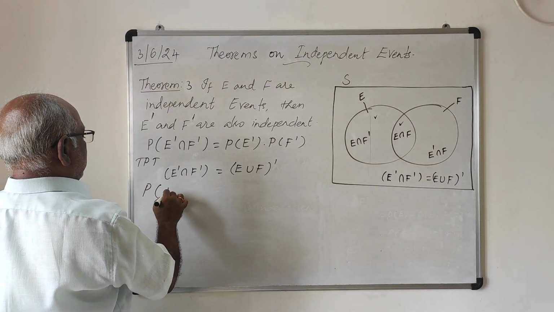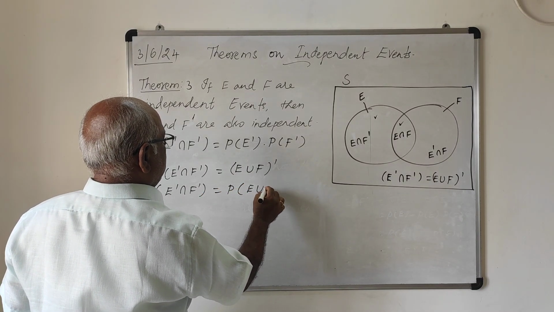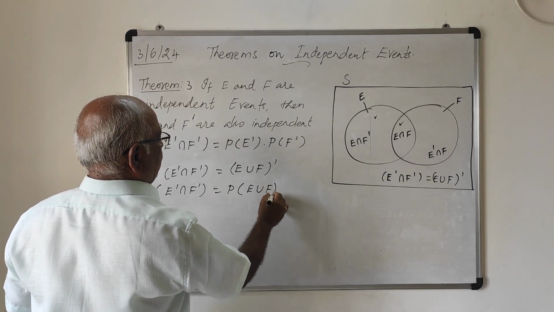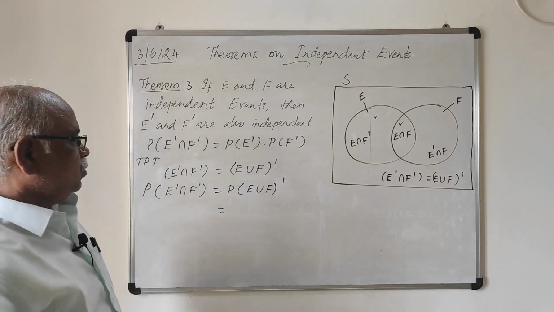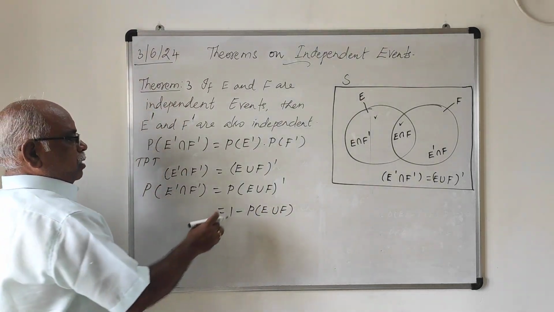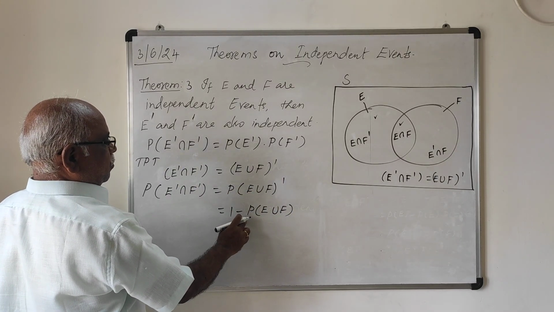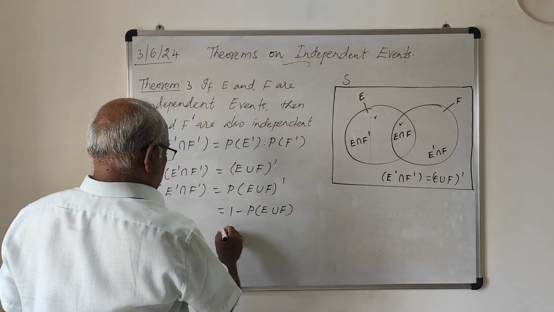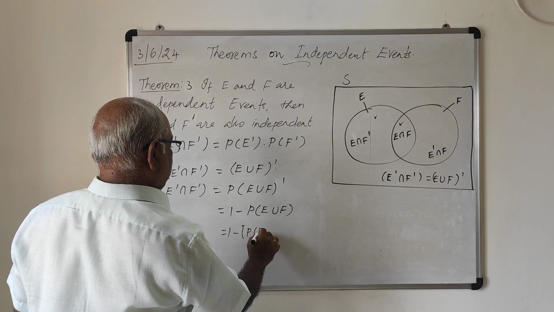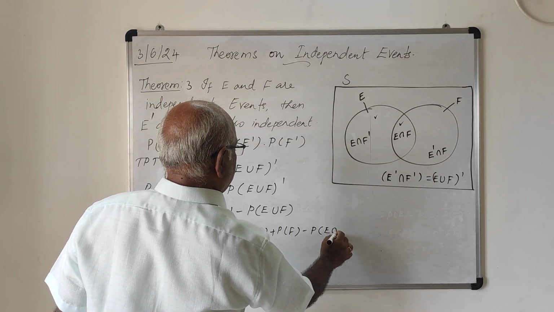Now, probability of E dash intersection F dash equals probability of E union F the whole dash. That is equal to 1 minus P of E union F, by the complement rule, P of A dash is equal to 1 minus P of A. You know that P of E union F is P of E plus P of F minus P of E intersection F.